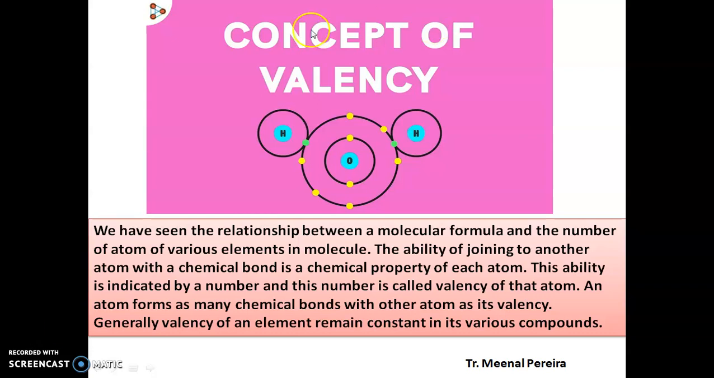Now you can see in this diagram, children, O stands for oxygen and H stands for hydrogen. You can see that one oxygen atom has formed two chemical bonds with hydrogen. I repeat, one oxygen atom has formed two chemical bonds with hydrogen. Therefore, valency of oxygen is 2. Now, generally, valency of an element remains constant in its various compounds. So valency of oxygen will remain constant, that is 2, in any compound.